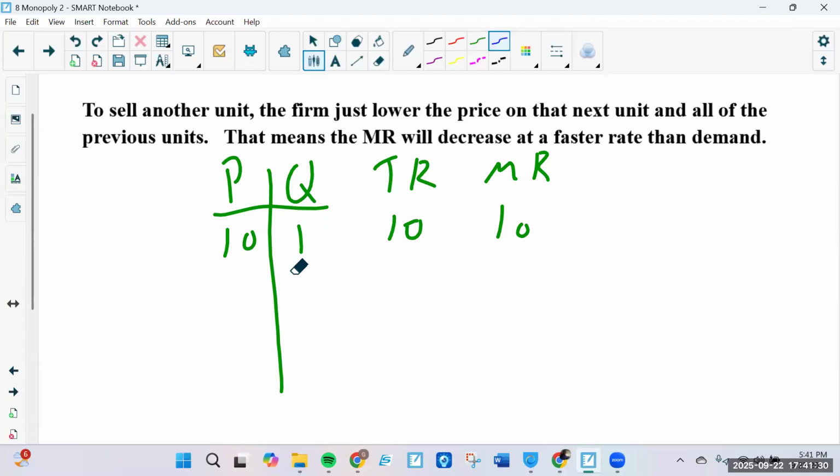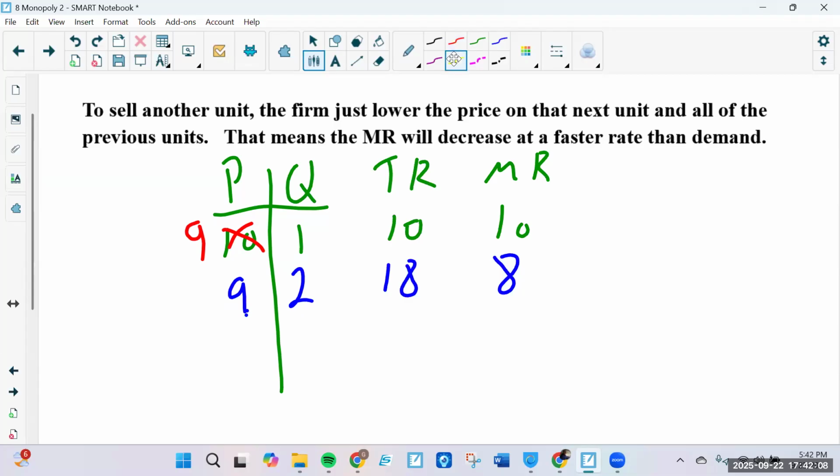But if I want to then sell a second unit, I have to lower the price. And if I lower it to 9 here, then that means my total revenue is actually 18. So my marginal revenue is actually 8, which is less than the price. See, the price is the demand curve, right? And the reason why is that I had to also change the price on this one here to $9 also. I had to sell both of them for $9. So I gained 9 by selling another unit, but I lost 1 because I had to lower the price here.